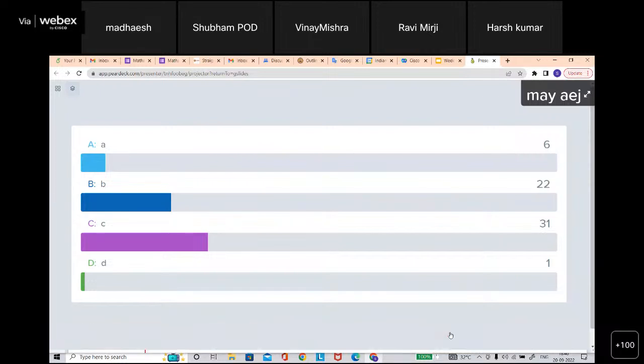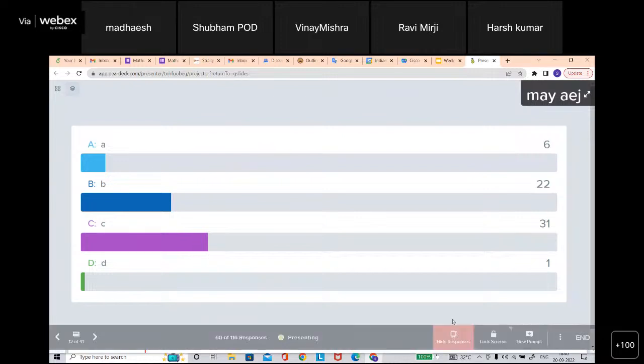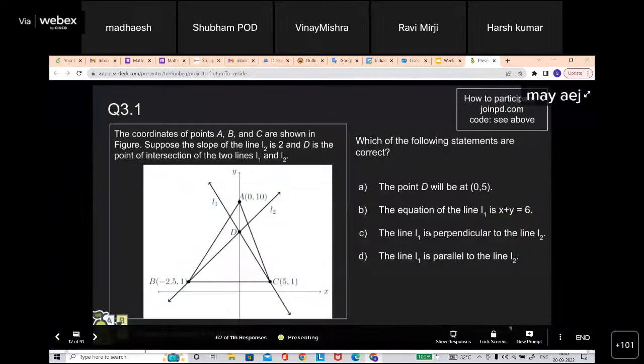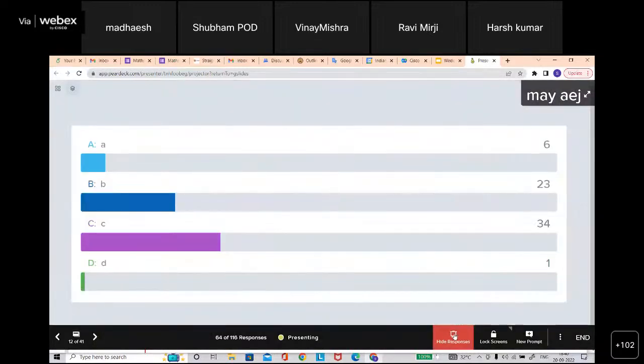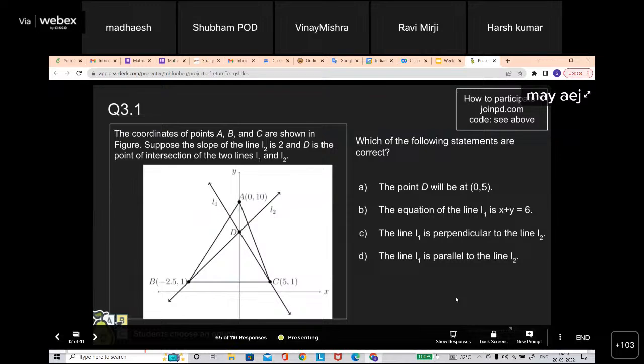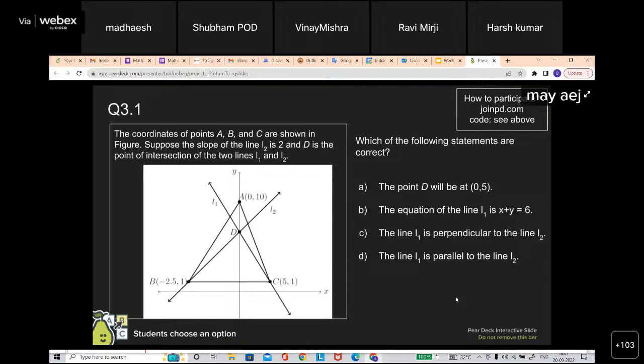Sixty students have responded. 61, 62. One response for option D. So who answered that, please see that these two lines are not going to be parallel. Parallel means they will never intersect.